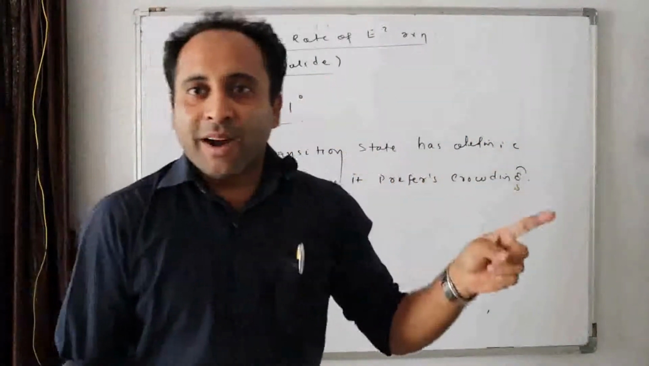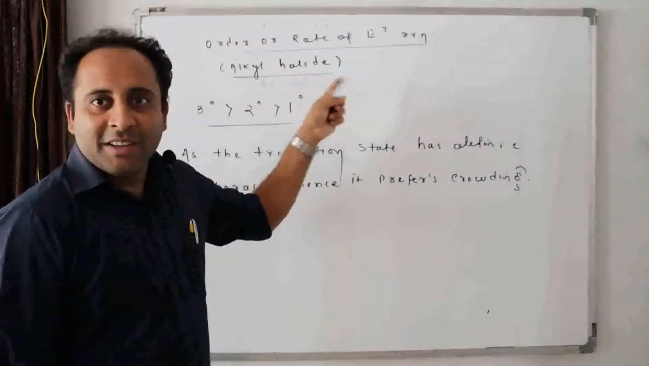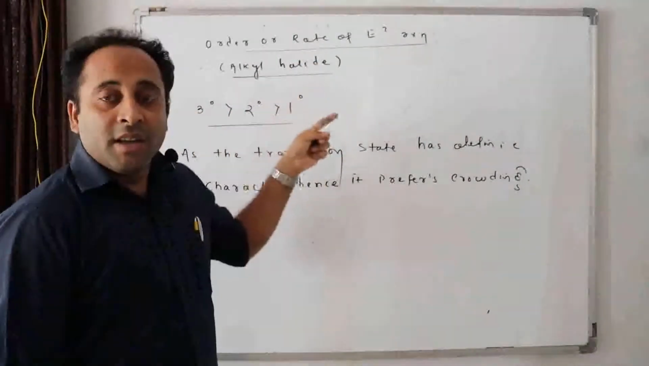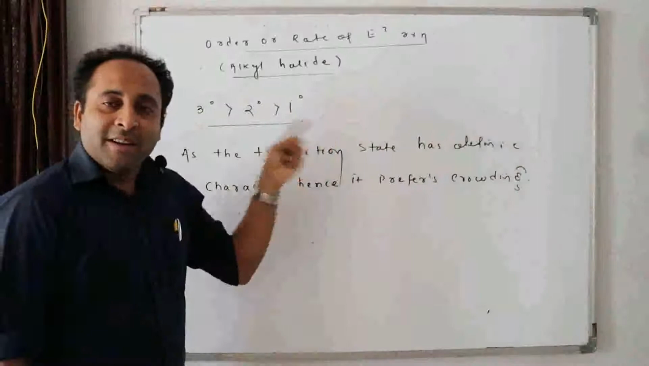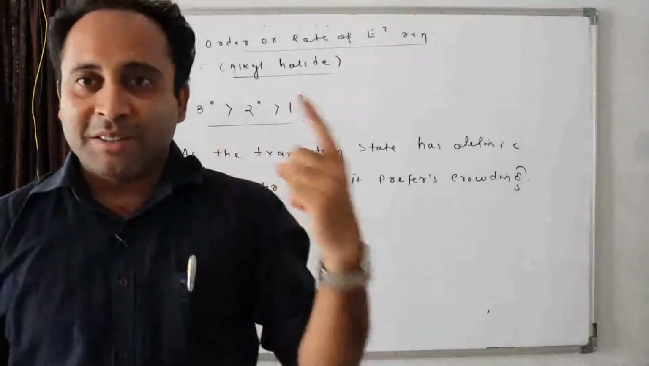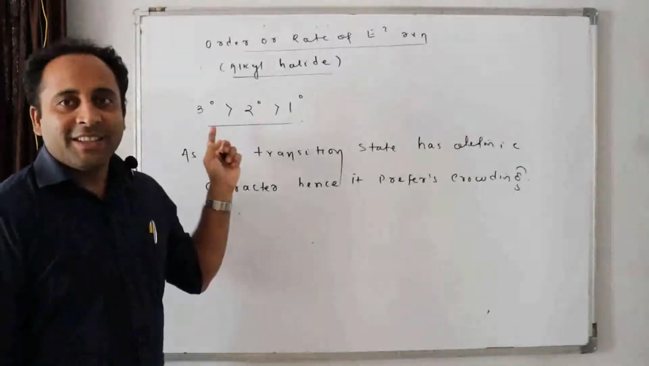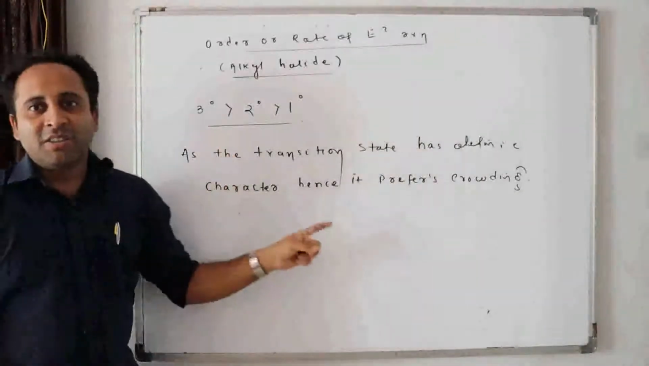Remember, in SN1, it is 3 to 1: tertiary, secondary, primary. In E1, 3 to 1. In E2, 3 to 1. But only in SN2, the trend is reverse, 1 to 3. Isn't it? Easy, na? Understood this concept?